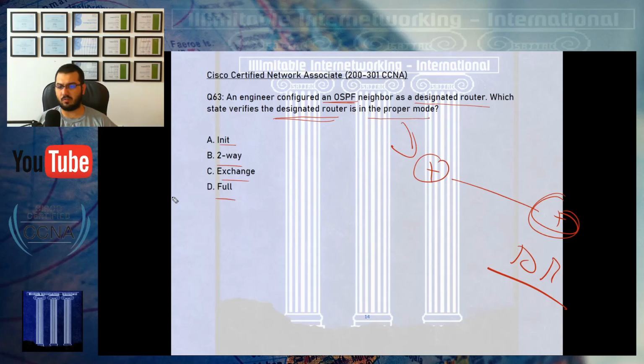Init, two-way, exchange, or full. Whenever there is a DR in the network, then this DR will be a friendly guy that will form a full adjacency relationship with every other router in the network, all the other guys. So since it's a DR, then it will definitely be a full adjacency between me and him. So it will be full, D.